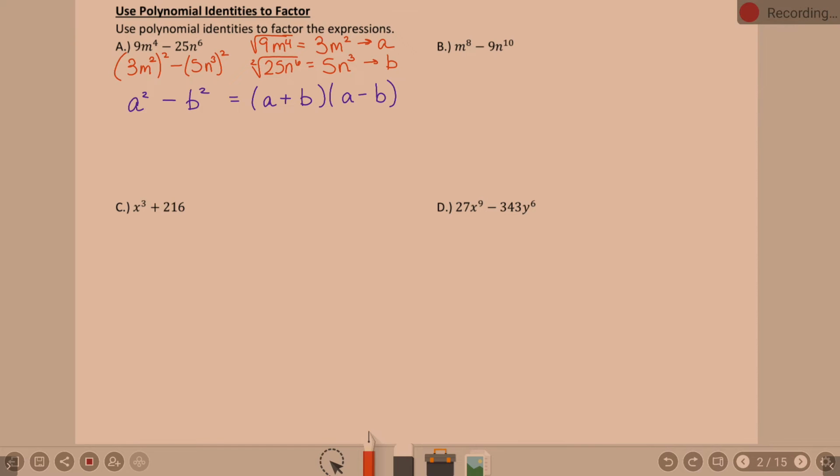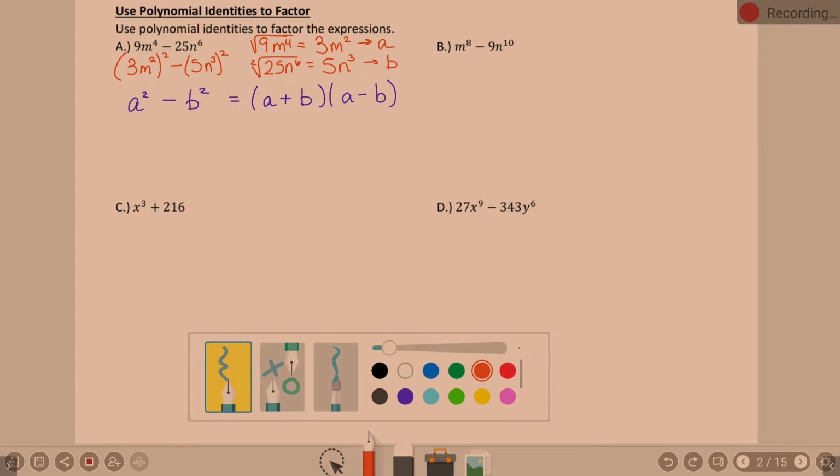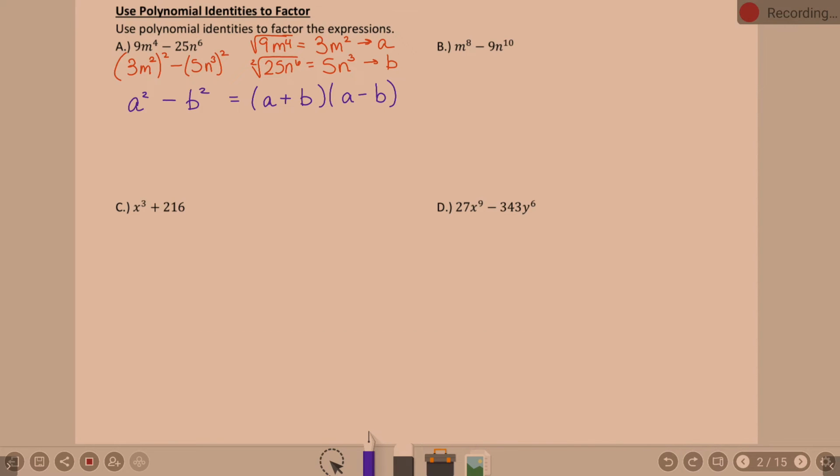So you're thinking square roots here. We've done some factoring with difference of squares this year, but I don't know that we've done them quite this big, with the bigger values and the trickier exponents. Can you write out your answer? If we're trying to factor this, it's supposed to be a plus b times a minus b. What's a plus b? 3m squared plus 5n cubed. Are you guys with him? Doesn't sound like it.